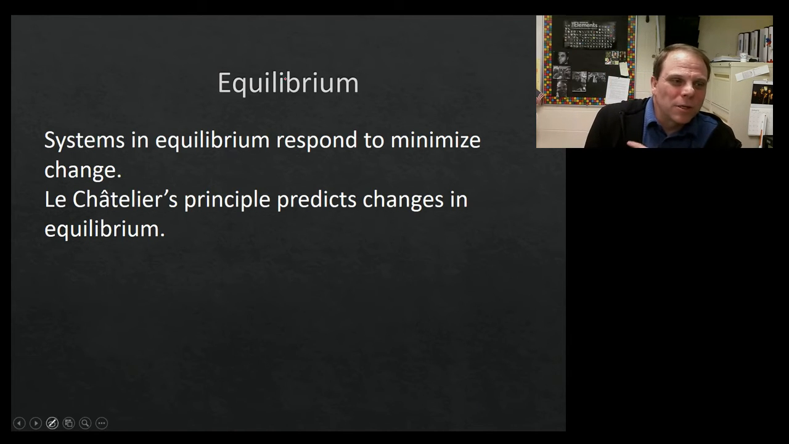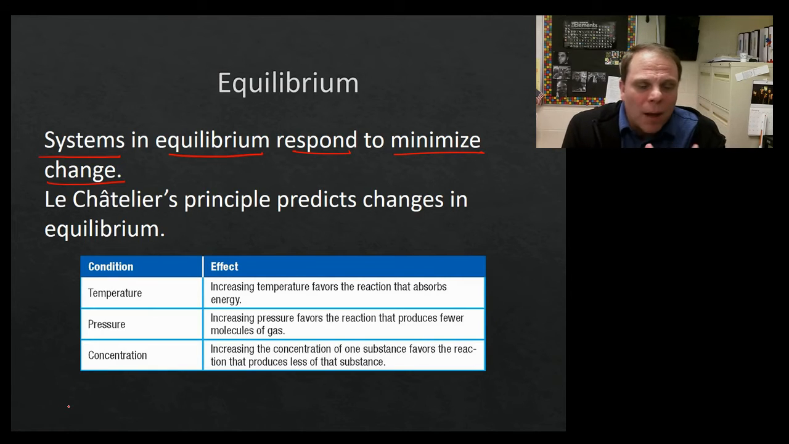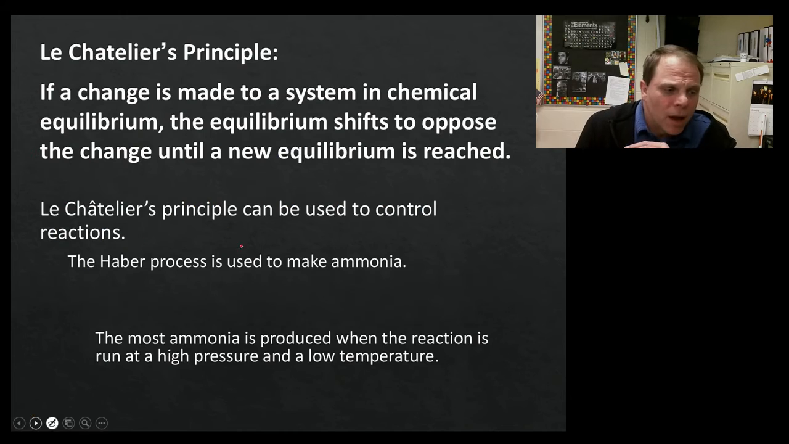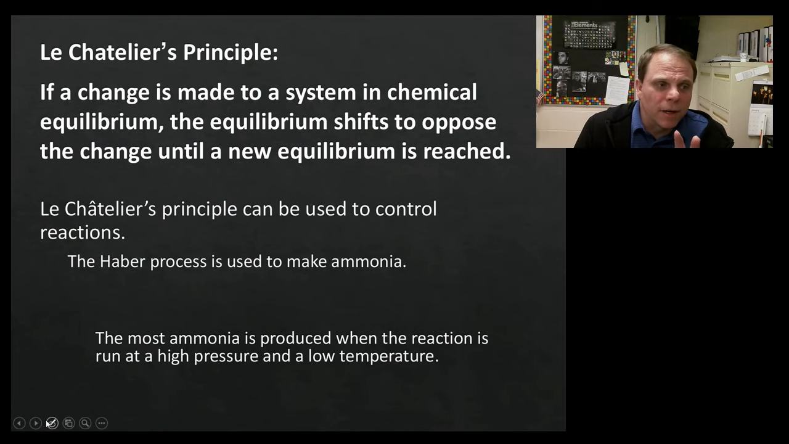Okay. They are going to respond. If they're in equilibrium, they're going to respond to minimize the change. And that's what Le Chatelier's principle is all about. Okay, so I'm going to look at three different things here with you: temperature, pressure, and concentration. We can look at other things too, but right now we're going to look at those, and we're going to see how these things are affecting the reactions. You can look at these in more detail if you want, but we're going to talk about them together here.